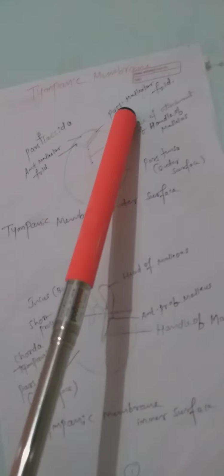Tympanic membrane, the outer surface: pars flaccida, pars tensa, anterior fold, posterior fold. On the inner surface, there is the handle and head of the malleus, and the incus. The chorda tympani can be seen here, and you can see here the cross section of the tympanic membrane.